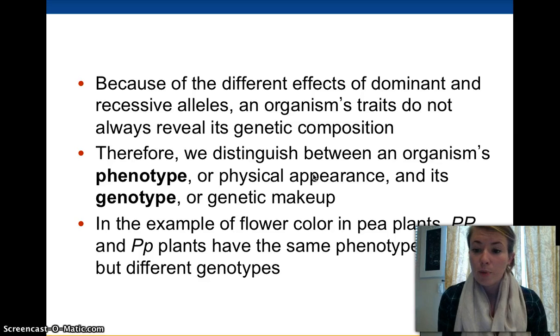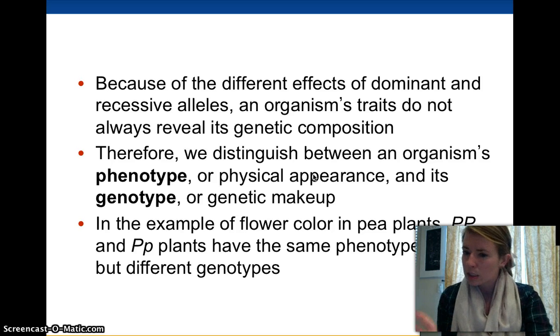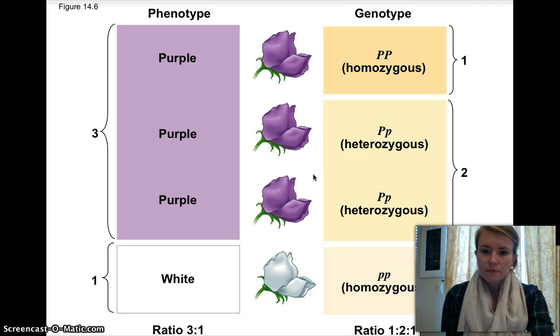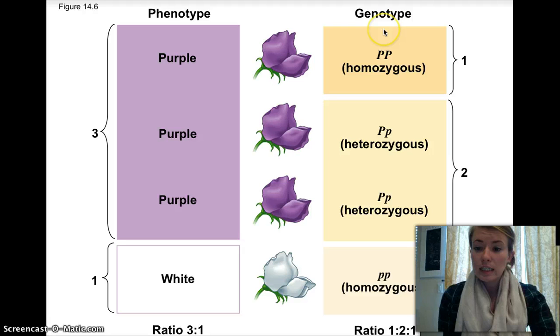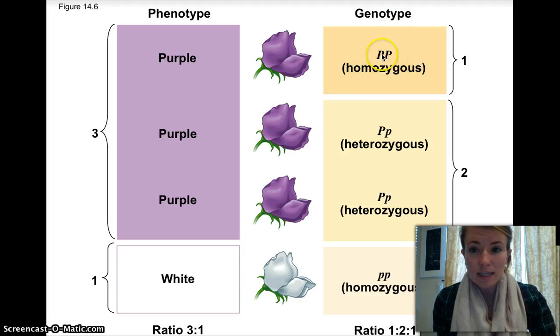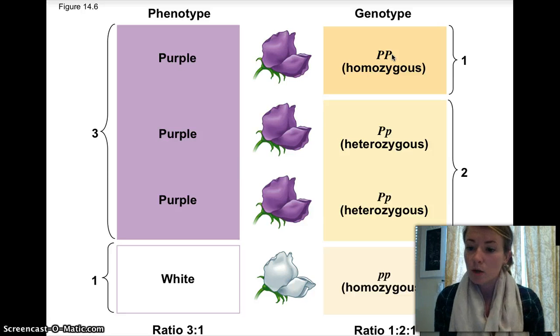If you have purple flowers, that's your phenotype. You are purple, but you could have two possible genotypes, big P big P, or big P little p. That's why it's important to distinguish between the two. So this one right here, his genotype is big P big P. He is homozygous. He has two copies of the same dominant allele, so we call him homozygous dominant.